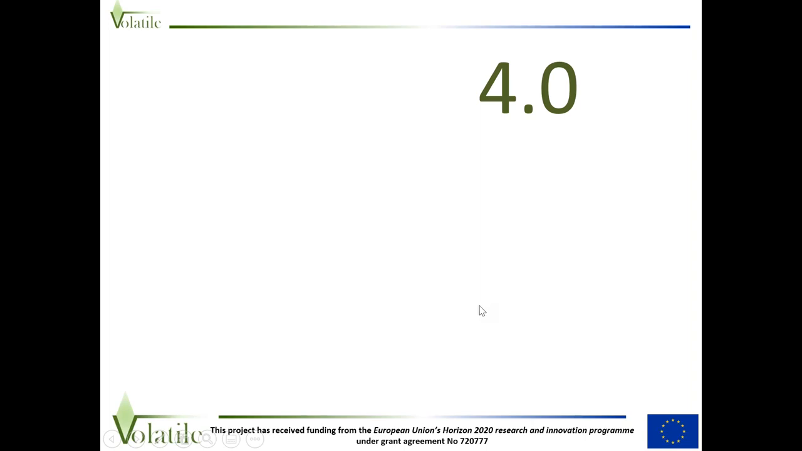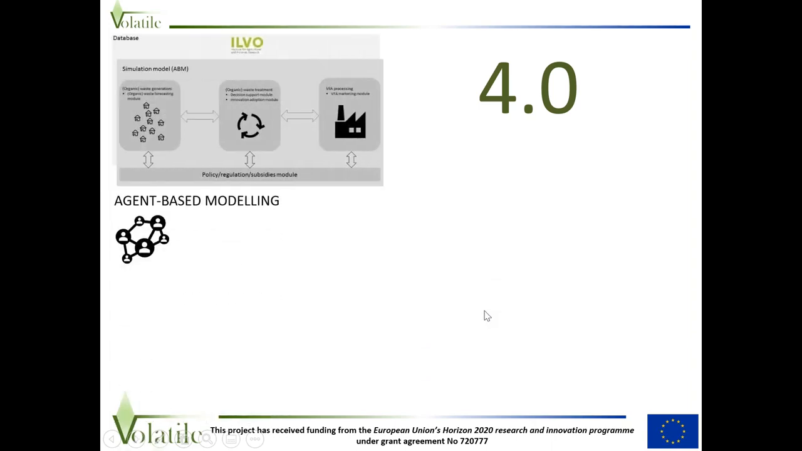But of course, these are only specific points in the value chain, and they are quite affected by consumer behavior, as a waste producer, and also the behavior of different actors along the value chain. So under the lead of EV ILVO, we developed a so-called agent-based model to look at how behavior can be changed, what would be the effect of this change, and how that would affect our volatile fatty acid platform.